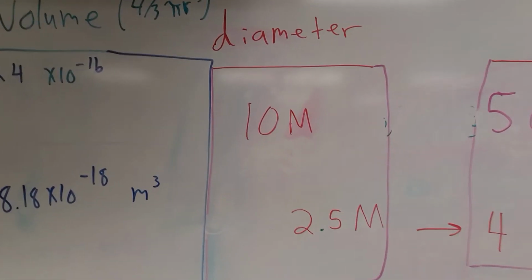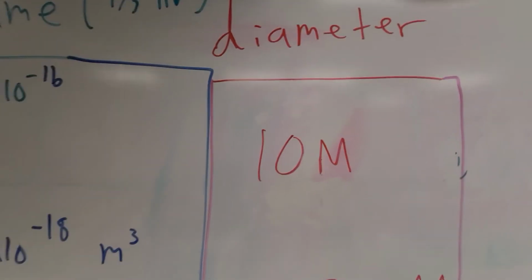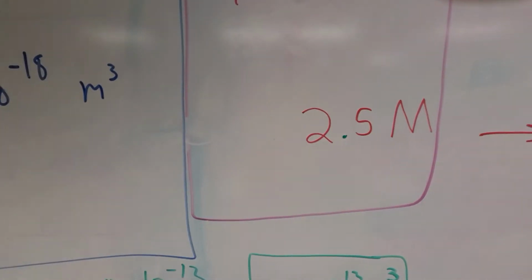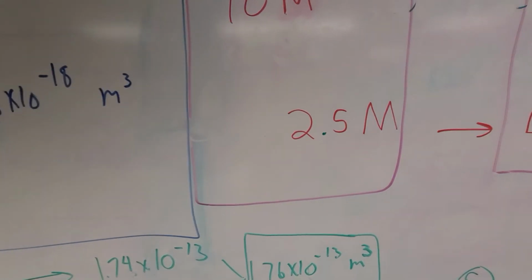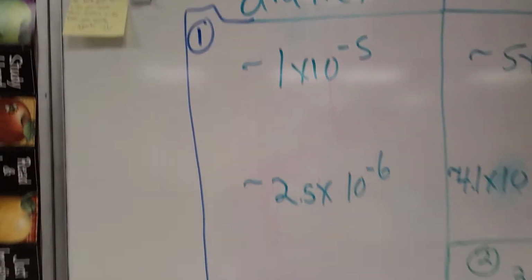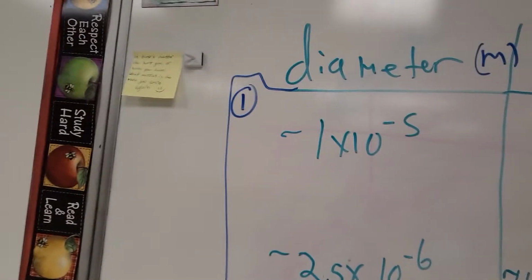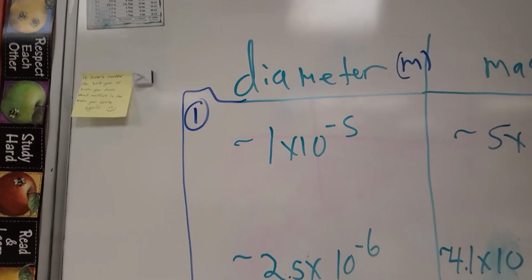So this is 10 micron, which is 10 times 10 to the negative 6 power meters, and this is 2.5 micron. Same thing, 2.5 times 10 to the negative 6. Basically, we do that and we get 1 times 10 to the negative 5th and 2.5 times 10 to the negative 6, like I just said. And that's because the 0 went away, which is why it's to the negative 5th.